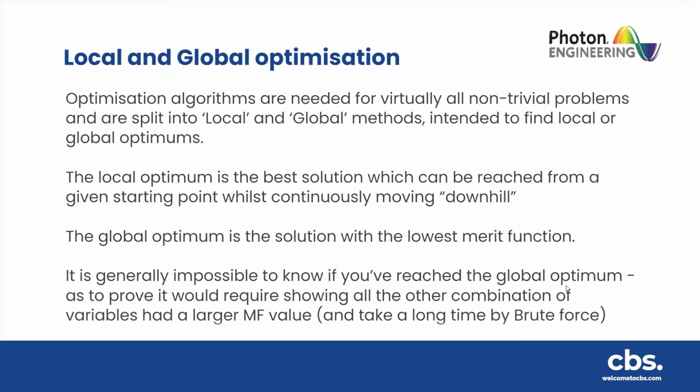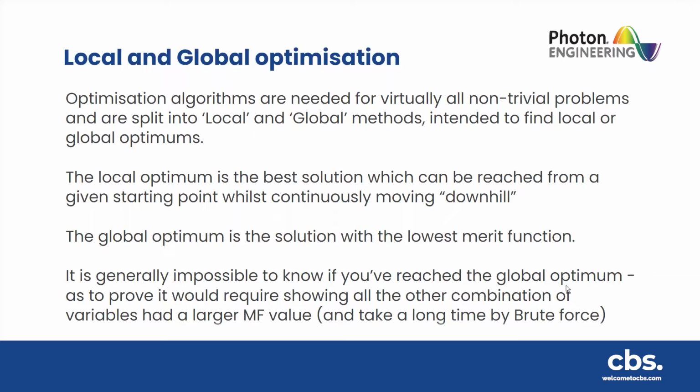Merit function algorithms are often split into 2 different camps. There are the local methods and the global methods, and they are intended to find local or global optimums. The local optimum is the best answer we can find within a given region of space, moving continuously downhill. The global optimum is the best answer possible with the lowest merit function.